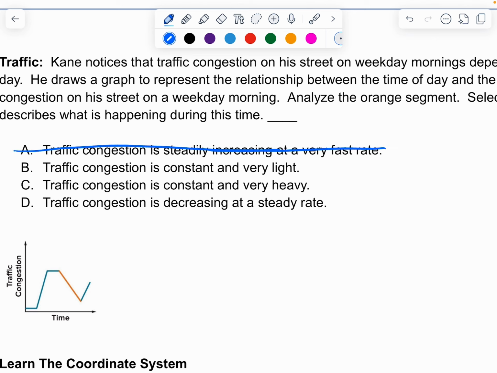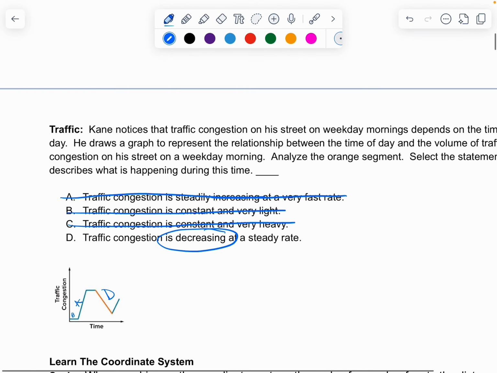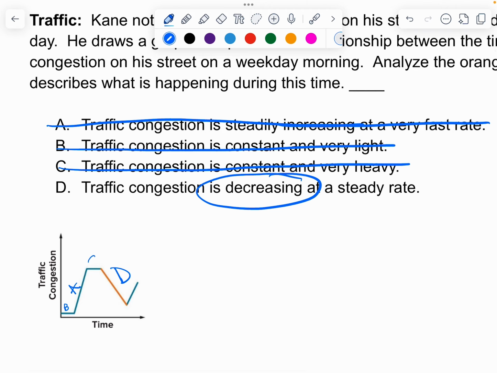The traffic is constant and very light. Well, it's not constant. That would be a straight line. Is constant and very heavy. Well, it's not constant. It's decreasing, so this part is D right here. And by the way, this part would be A. B would be here. And very heavy would be C here, just so you know.